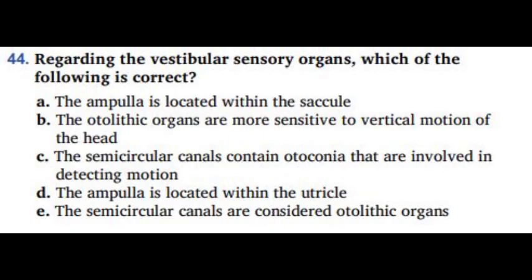So D: the ampulla is located within the utricle. That is false. The ampulla is underneath the semicircular canals, which are projections from the utricle. And then lastly, the semicircular canals are considered otolithic organs. That's false. The semicircular canals are considered vestibular sensory organs, and the otolithic organs include the utricle and the saccule. So option B is the right answer.